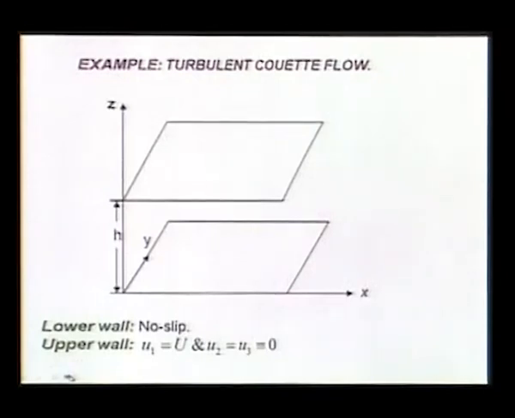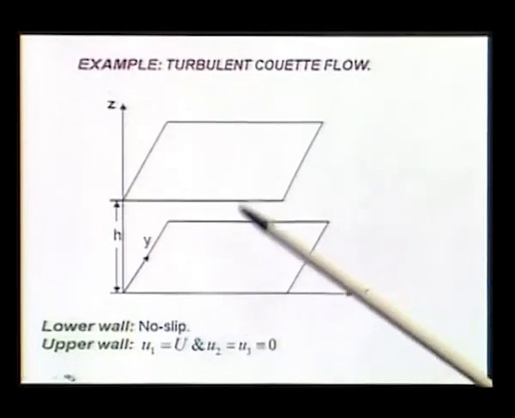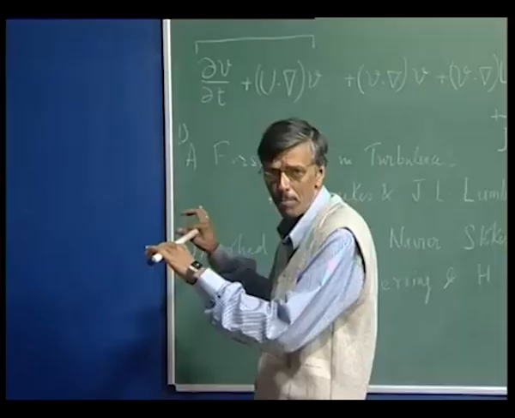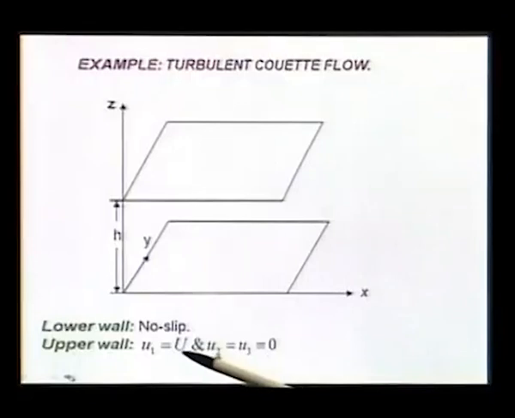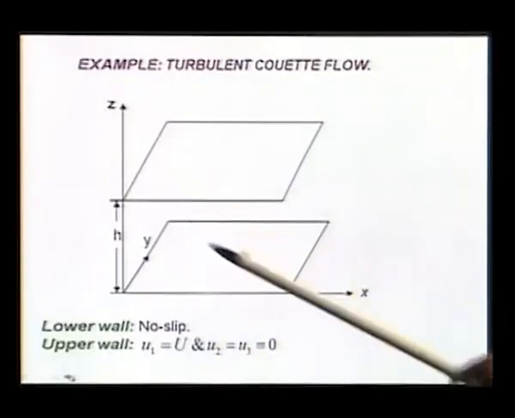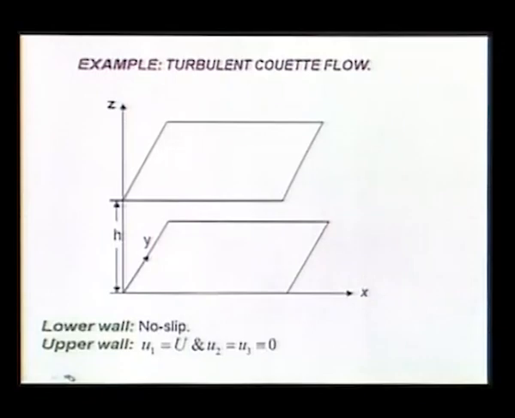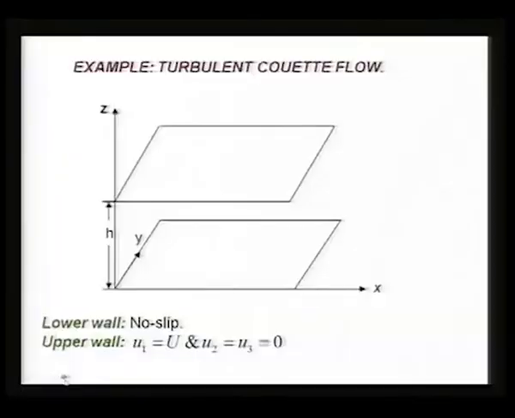Now, take a simple example for demonstration purpose. Flow inside this passage where the bottom wall is fixed. So, you do not have any slip here. The top wall is simply slipping by at a constant speed, say u or u bar, while the other two components, y and z components, are 0. So, basically it is a turbulent Couette flow that we are looking at.